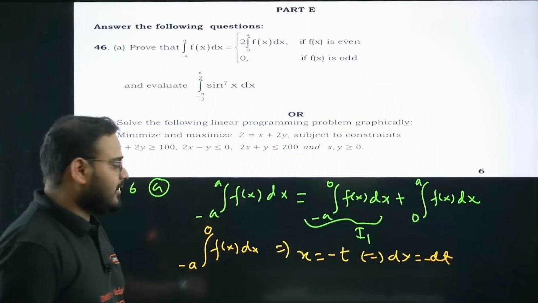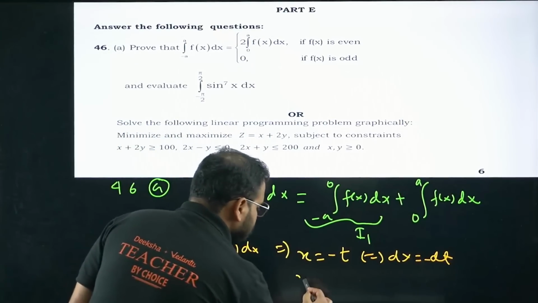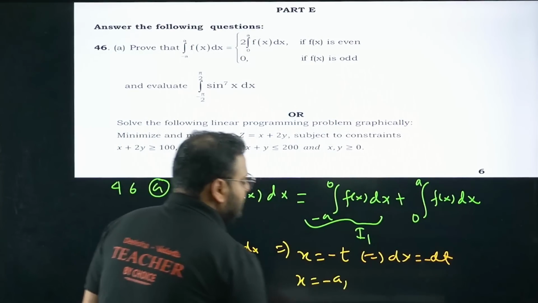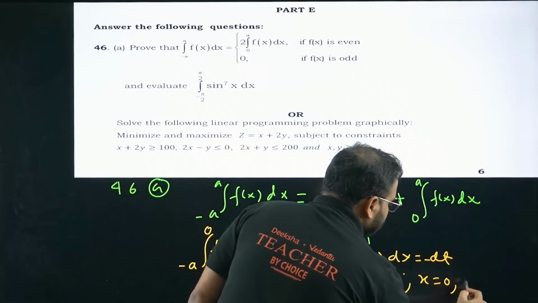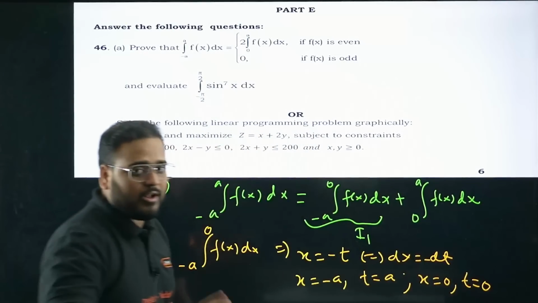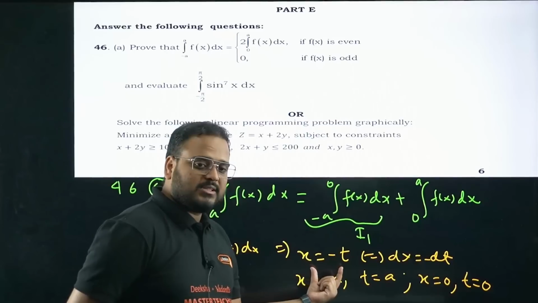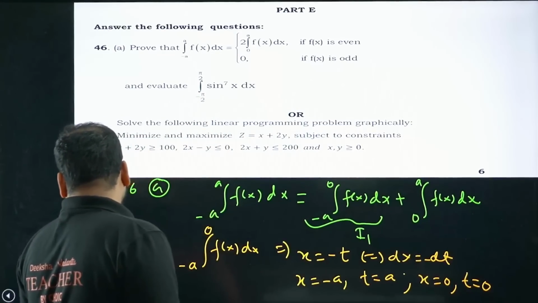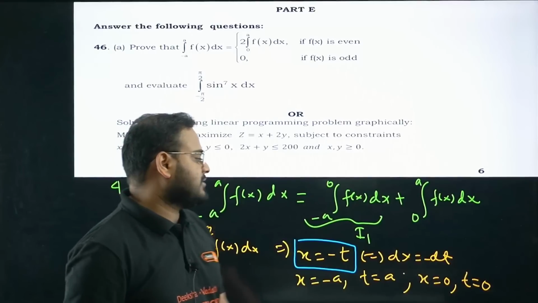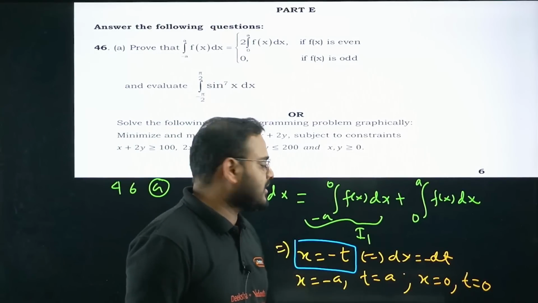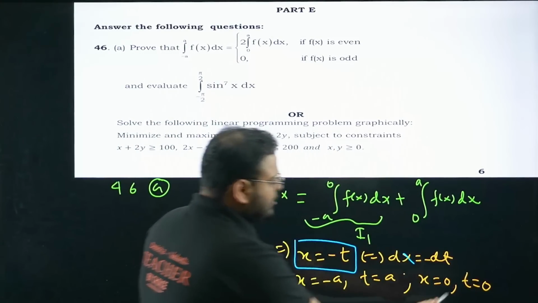Correct, na? And limit change, when x is minus a, t will become a. Also when x is 0, t will be 0. So I've done all the things over here. Substitution is this. Please check. This is my substitution, bacha. I've changed the derivative also. dx to dt will be minus dt. Okay. And the limit also is changed. So my integration I1, have a look.